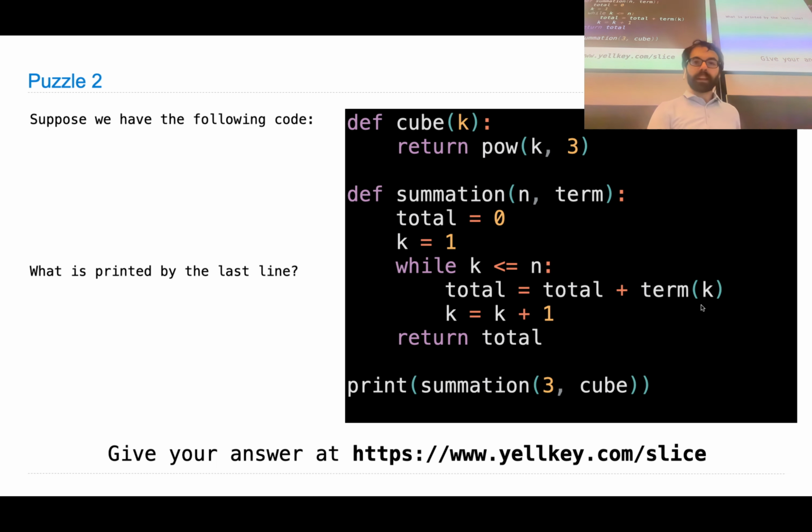Question, when I run this code, it's a little more involved, so let me talk you through it a little bit. We have a function up top called cube. It's simple, it takes an integer and returns the cube of that integer. And then I have a function called summation that takes 2 arguments, n and term. What it does is it iterates from k equals 1 to n, and as it goes it adds term of k to total. What do you think will happen there?